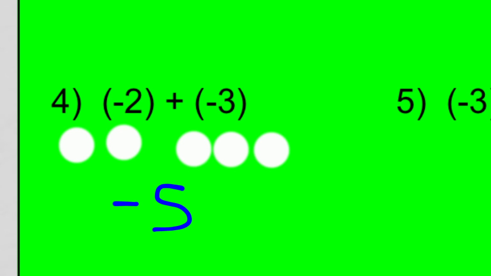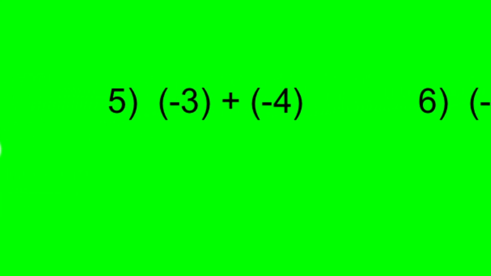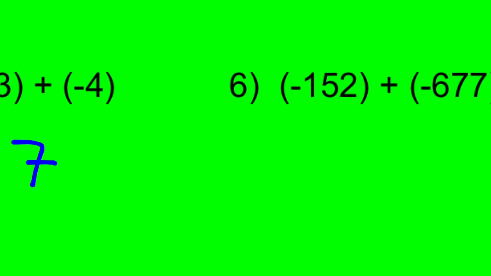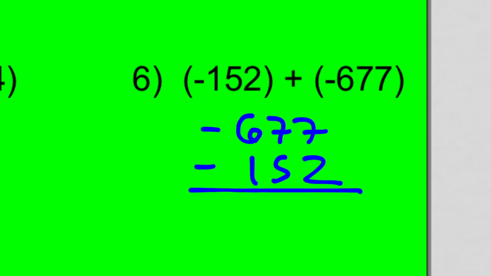Okay, so once again, if I have 2 integers that are the same sign, I just add them up. But this time, they were both negative, so I use the negative sign. This one here, I have 3 negatives and 4 negatives. That's going to combine to give 7 negatives. And with larger numbers, I might need to add them up. I have 677 negatives and 152 negatives. Since both integers are the same, I have to add them up. 9, 12 carry the 1, 8, and they're both negative, so the answer is negative.